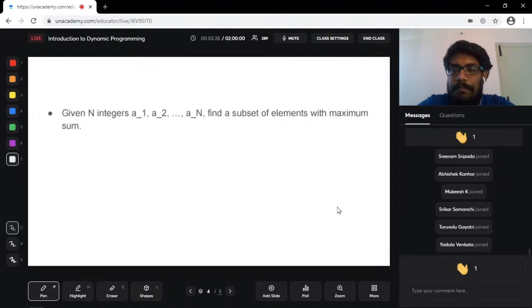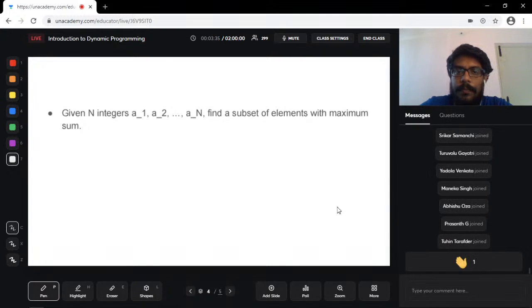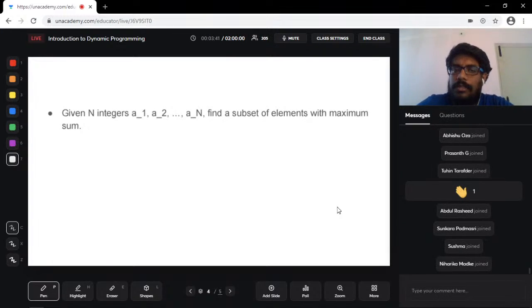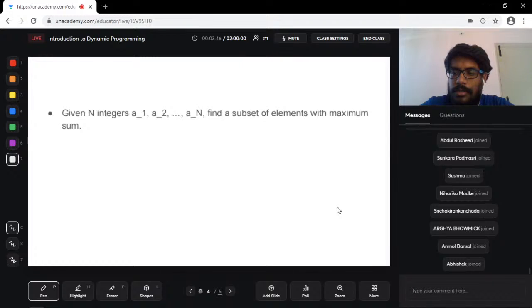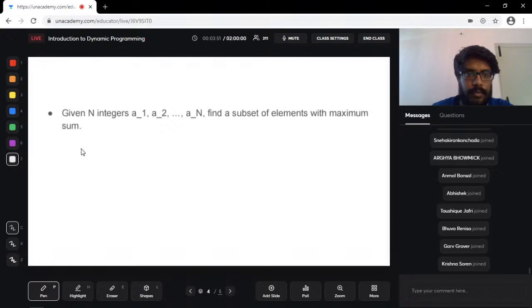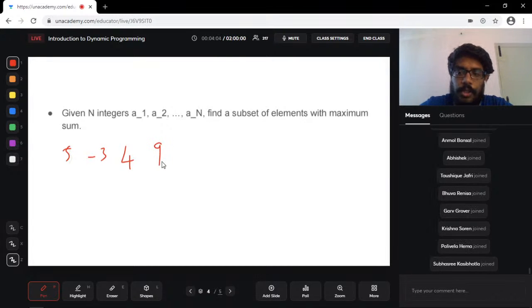First, let's start out with a very toy problem. You're given n integers, a1, a2 to an. So this is a sequence, right? And the question is, find a subset of these elements which has the maximum sum. So what would you do for this? Let's say the numbers are 5, minus 3, 4, and 9. What is the answer for this question?